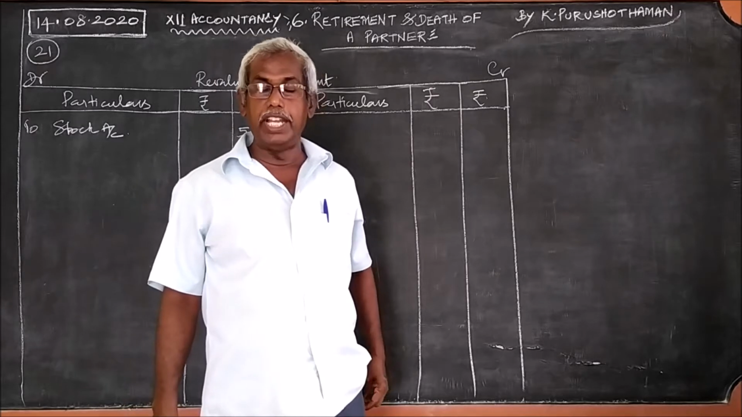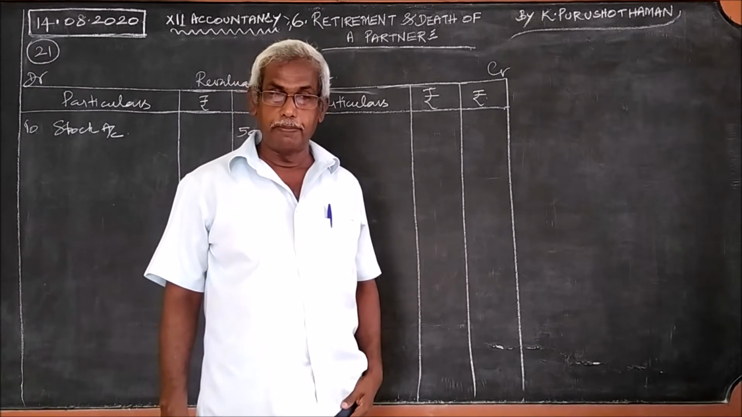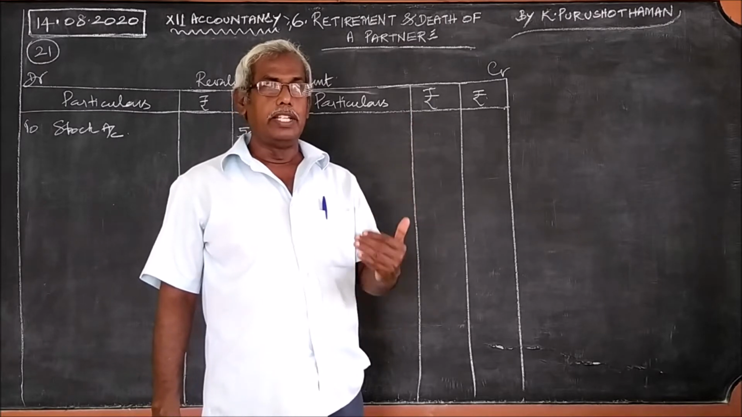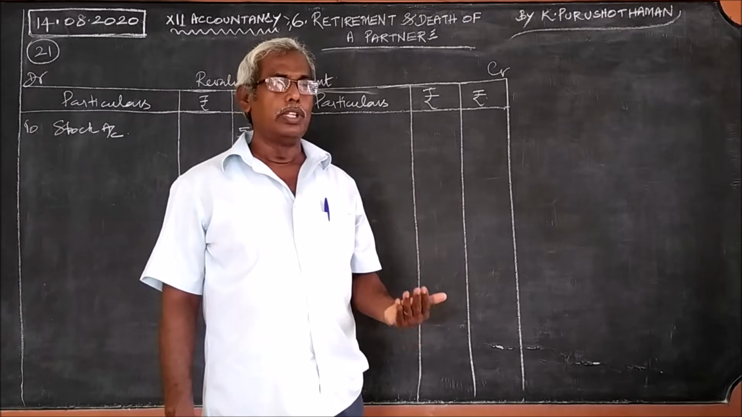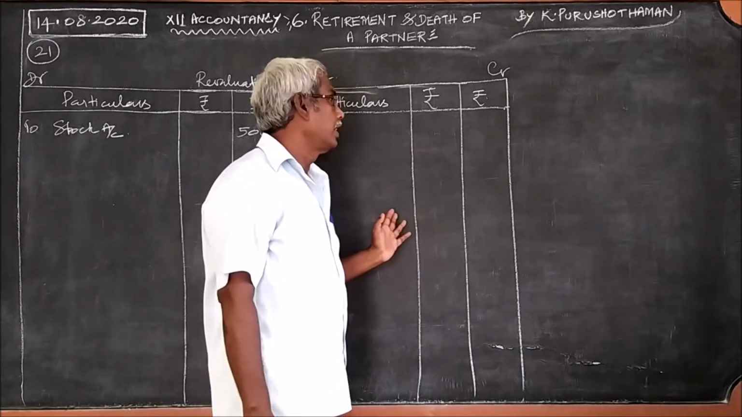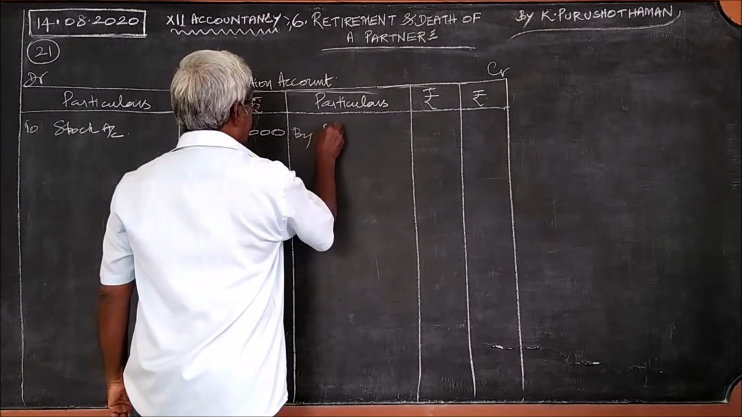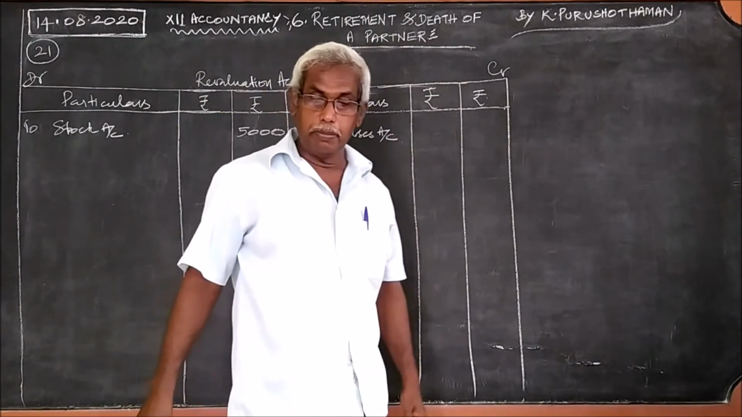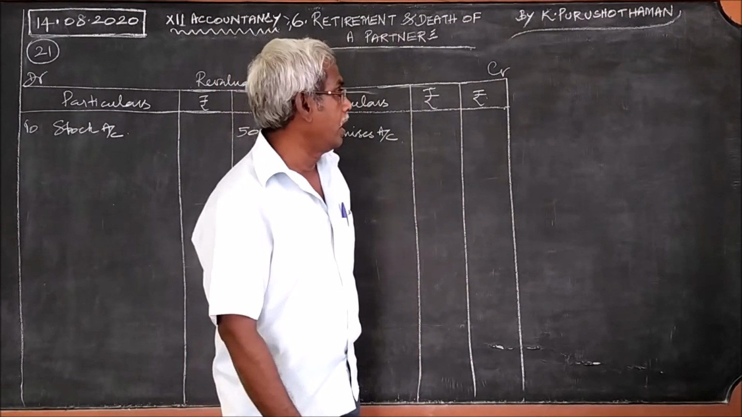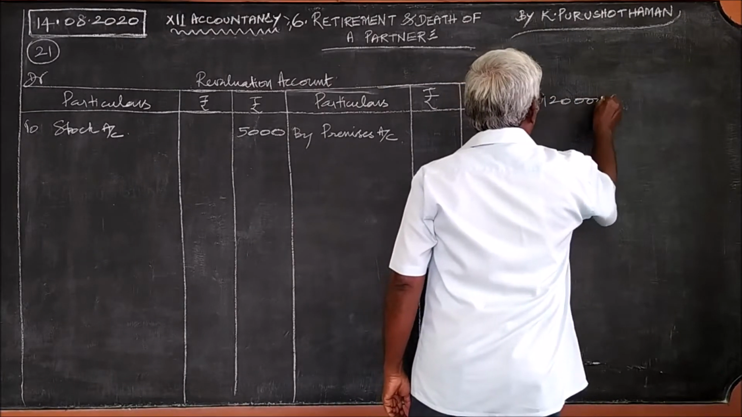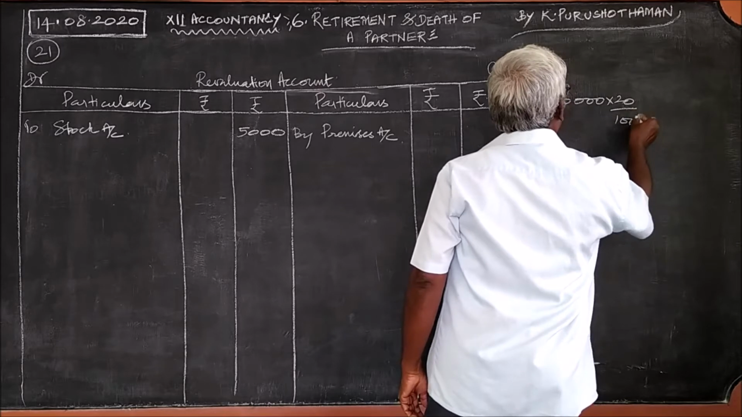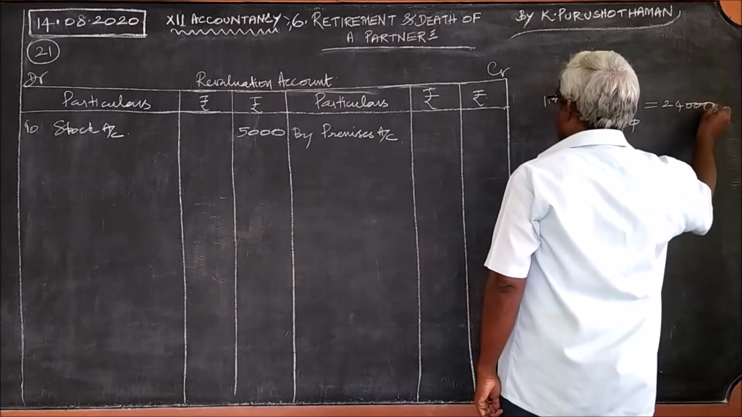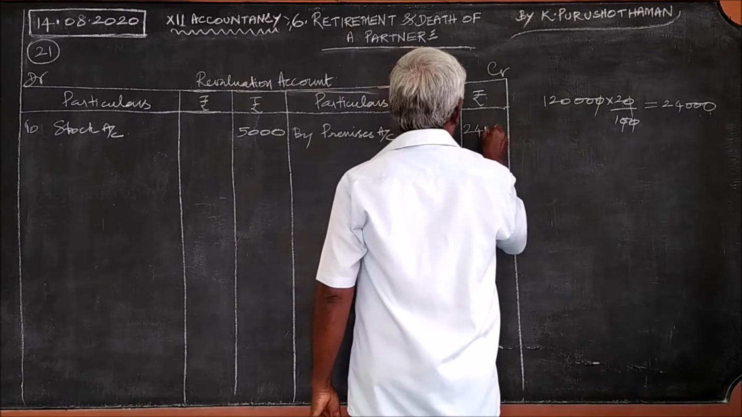Then, the second adjustment. Premises is to be appreciated by 20%. Appreciation means an increase in the value of the asset. Premises is an asset, so it is an increase in the value of an asset. Therefore, to show the increase, it is a profit. So we will write it on the credit side, by premises account. 20% of the premises. The value of premises is 120,000. 20% of that is 2 into 12,000, 24,000 we should write. So by premises account 24,000.